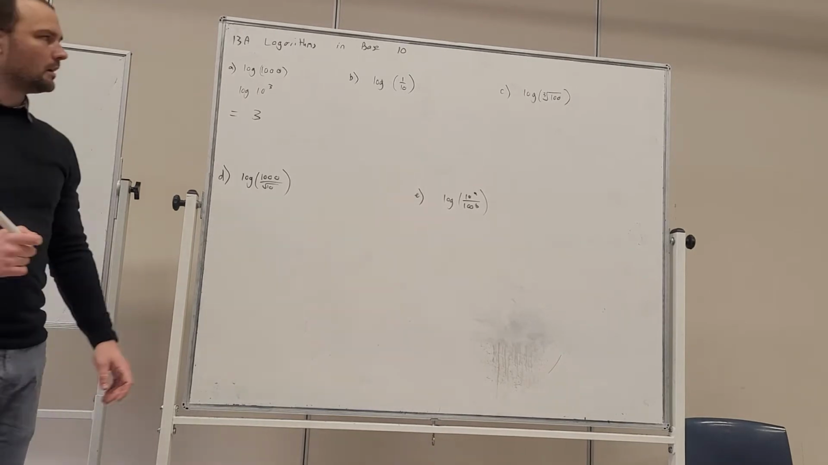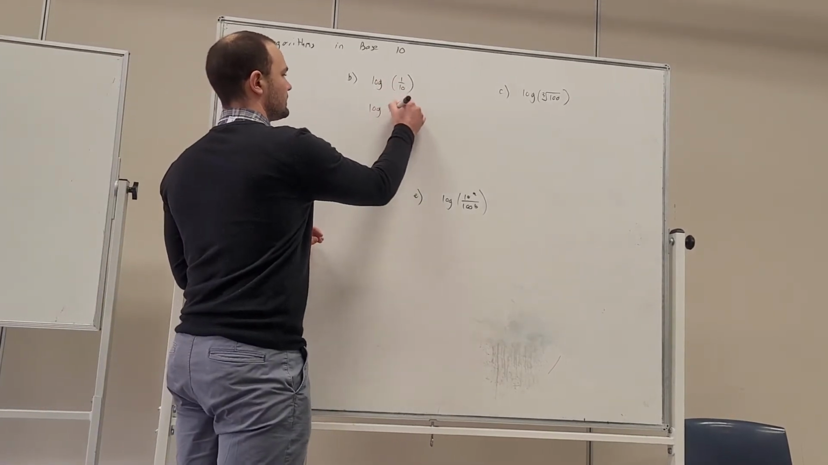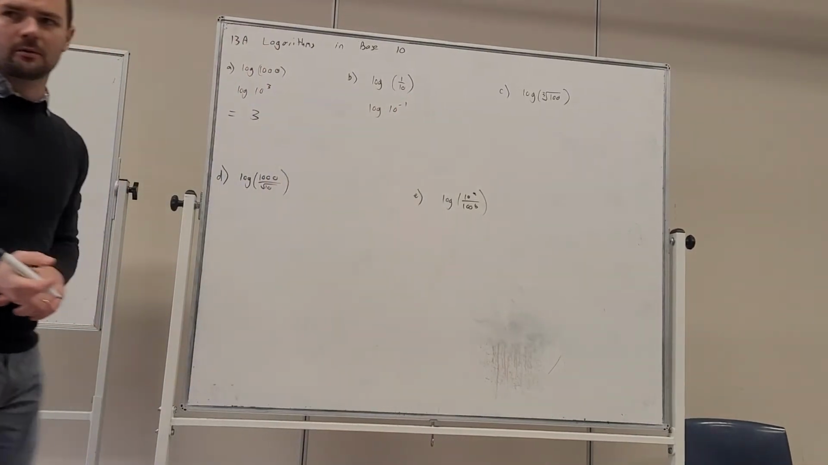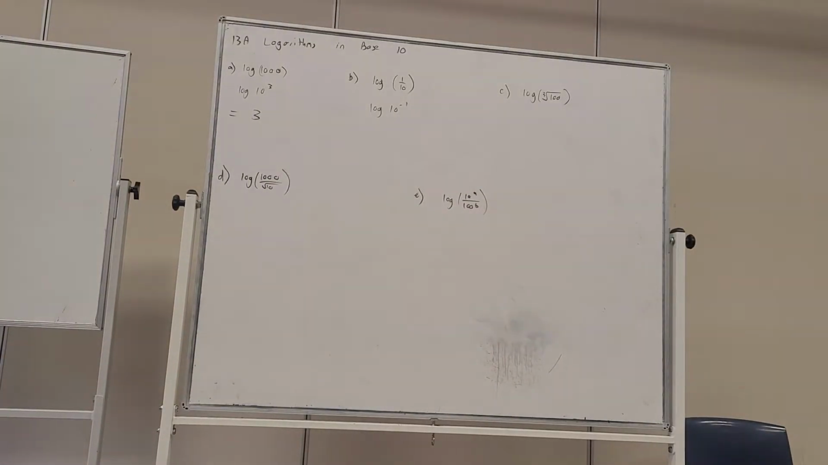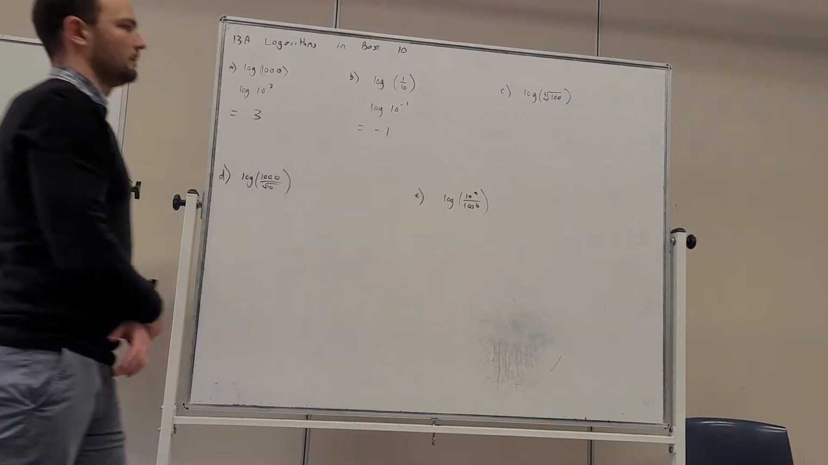Okay? Log 1 on 10 we can express as log of 10 to the minus 1. Okay, we've expressed it as a single power of 10, and so it simplifies to the integer minus 1.